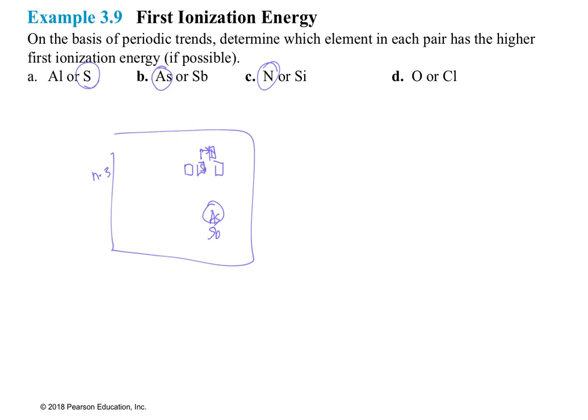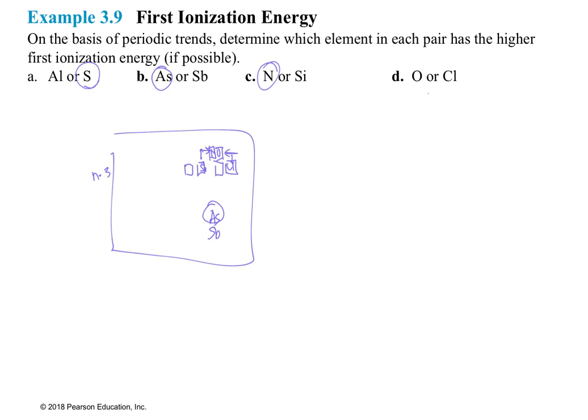And our last one is oxygen and chlorine. We have oxygen right here next to nitrogen and chlorine right here. In this example, oxygen is larger if we were looking across the period, but chlorine is larger as we go down.